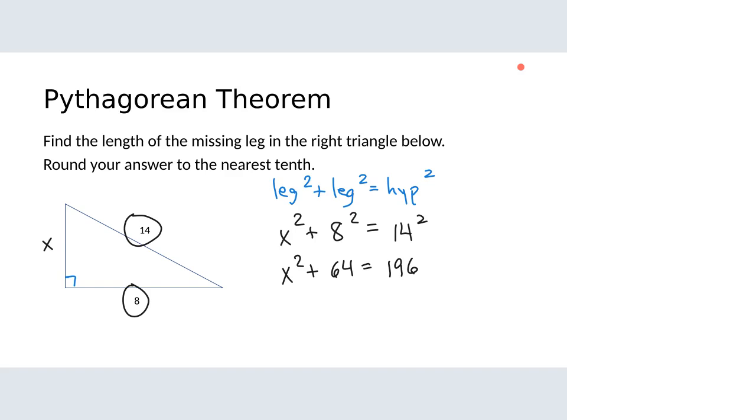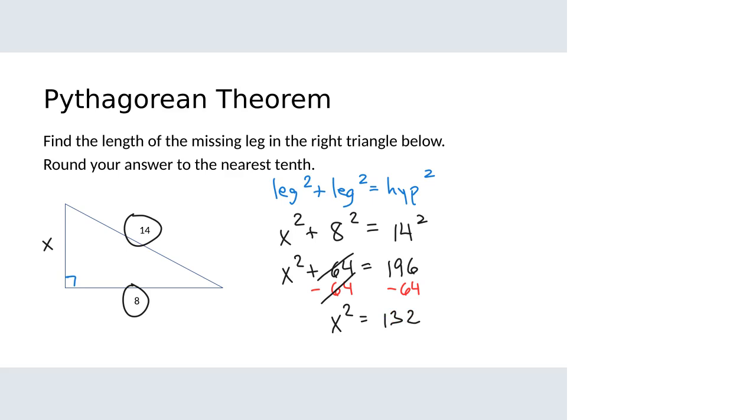That's perfect. Yeah, we're going to subtract 64 on the left, because the reason we do that is when we subtract 64 on the left, this positive 64 and negative 64 cancel each other out, leaving us with x squared. Of course, if we subtract 64 on the left, we also have to subtract 64 on the right. And when we do that, we get 132. So x squared is 132.